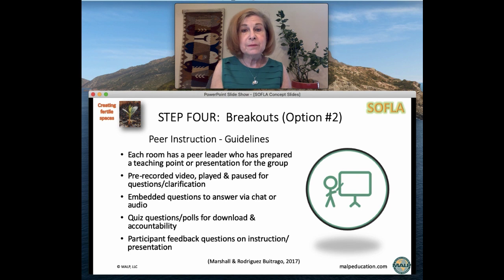So that's important. And then we do peer feedback on the peer instruction. How did it go? How did you feel about it? Did you learn? When I'm talking about peer feedback, there's a very specific model that I use, but that comes in when I talk about step 5.